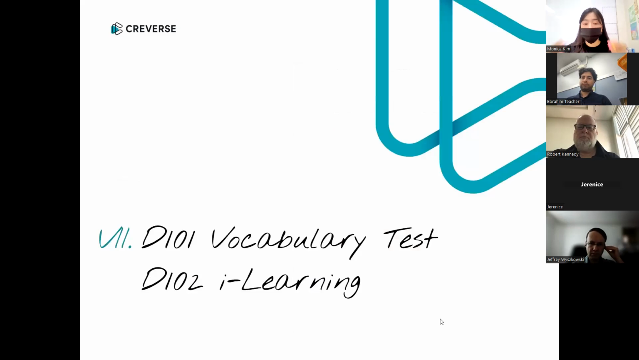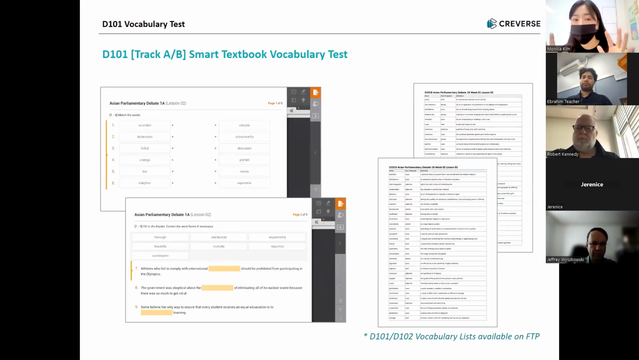Yes. And this is a little clarification on the difference between D101 and D102 with the vocab test. D101, they will all have the standard SMART vocab test. All the vocab lists are available for you in the FTP. You can print them out for them. They study their weekly words, they come in, they do the vocab test. It's the same as all the other 5.0 classes.